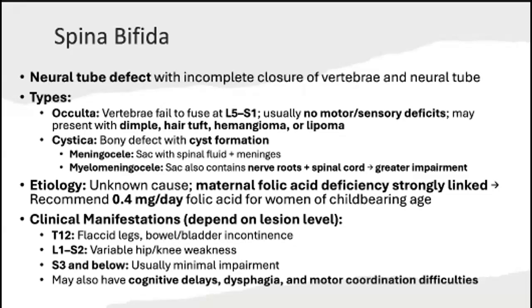Spina bifida cystica, this is an incomplete closure of the vertebral column with cyst formation. And then we can have a myelomeningocele, which is a sac that contains spinal fluid and meninges. We can have a myelomeningocele that's more severe, that the sac contains spinal fluid, meninges, nerve roots, and spinal cord. That leads to greater sensory and motor impairment.